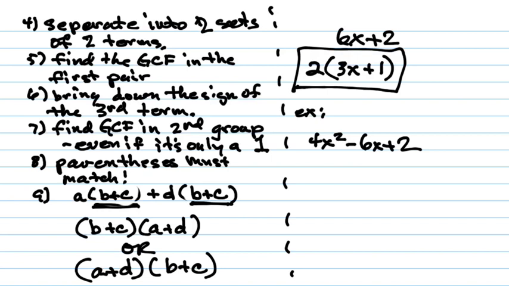Okay, so first thing I need to know how many terms it is. 1, 2, 3 terms, right? So we're going to use the AC method. So what is the first step in using the AC method? Multiply A and C. A and C, right? And here we have, and notice it's ax squared minus bx plus c. So my a in this case is the 4, and my c is the 2.